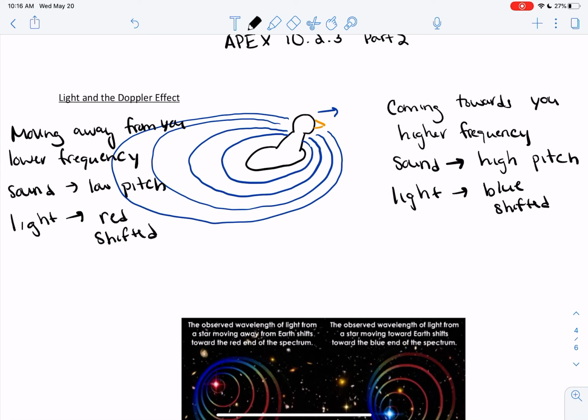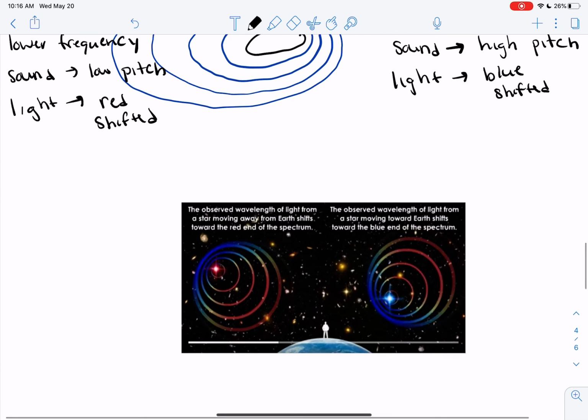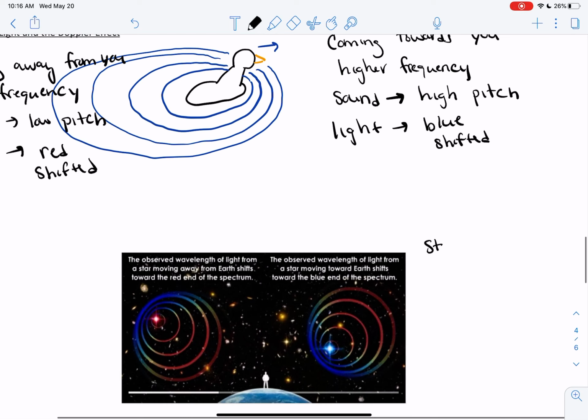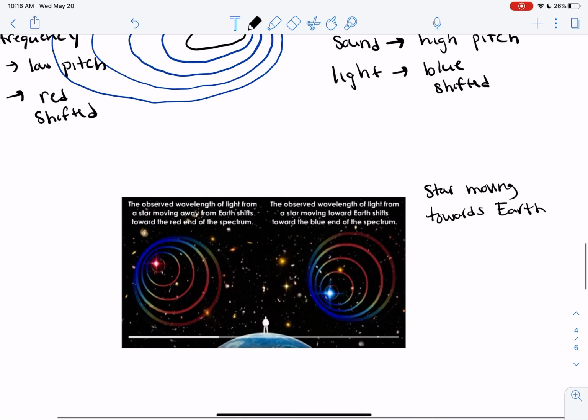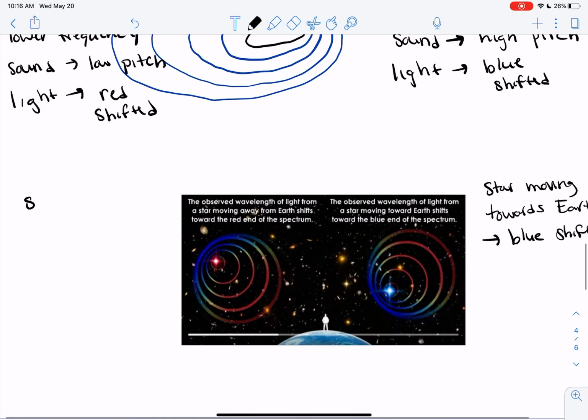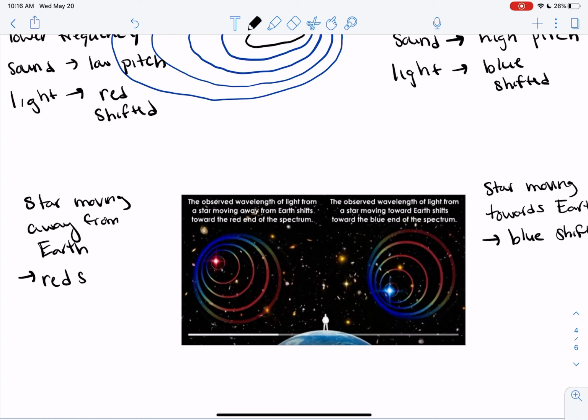And they use this in astronomy to determine whether a star is moving towards the Earth or away from the Earth, okay? So if the star is coming towards us, okay, you can see in this picture on the right side that the waves start bunching up, so they get a higher frequency, and so we say they are blue shifted. If your star is moving away from Earth, you can see in the picture on the left that the waves are spread out more, so they have a lower frequency and they become more red. So we say they are red shifted.